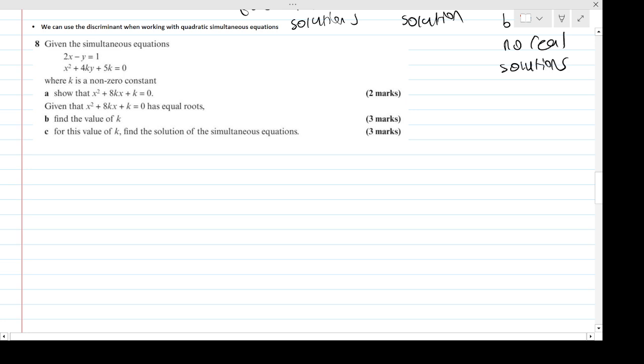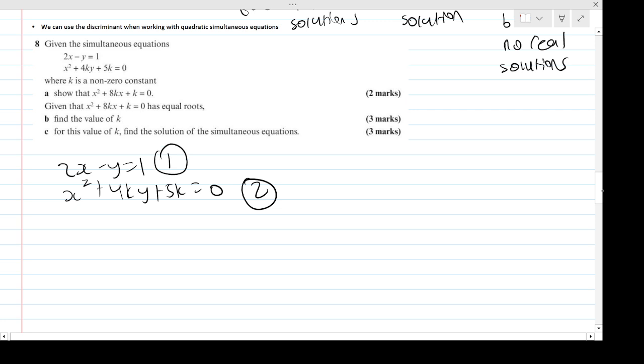We are given the simultaneous equations, firstly 2x minus y is equal to 1, and x squared plus 4ky plus 5k equals 0. We can call these equations 1 and 2. Doesn't matter, but I like to do that. We notice it's a bit awkward because we have this extra number k. k is different to x and y. We're solving for x and y, but k is like a hidden coefficient. It's a constant. We're not solving for k, but k is just a hidden constant.